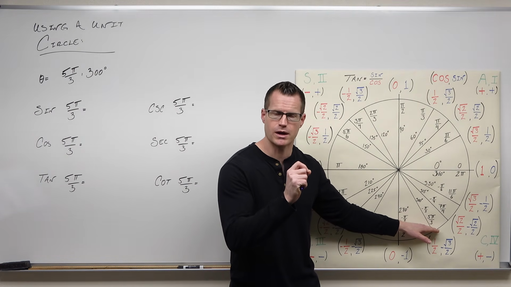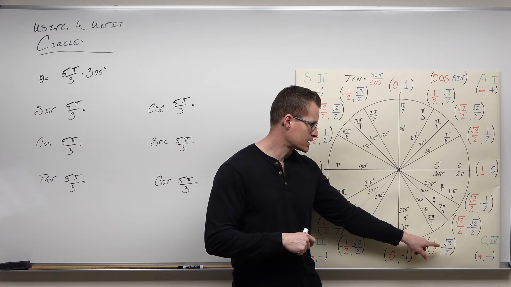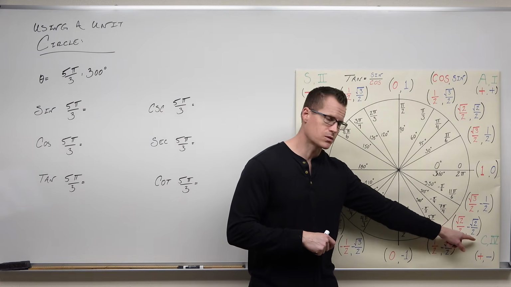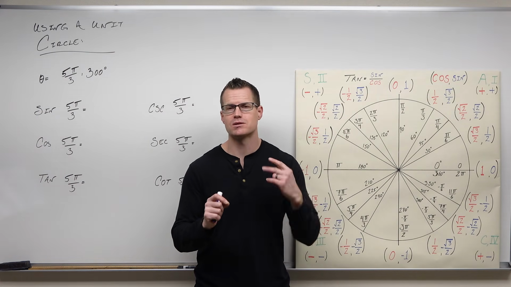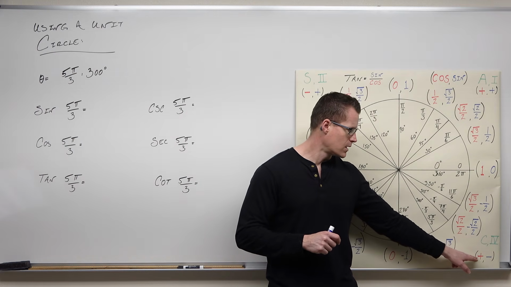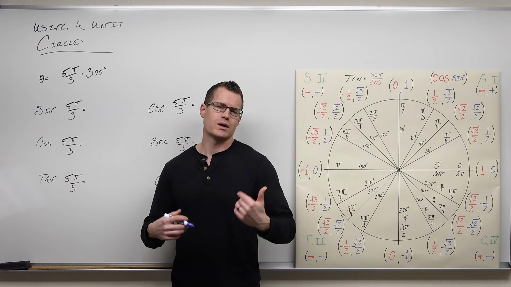Our y's are negative. That means sine should be negative. Associate that, sine with y, cosine with x. Tangent should be negative. Why? Because a negative divided by a positive is a negative. The only one that's positive here is cosine and secant, because that's a reciprocal of cosine. And that's what this says. Cosine's positive in quadrant 4. Cosine's positive, sine's negative, tangent will be negative also. So let's go ahead and find that.